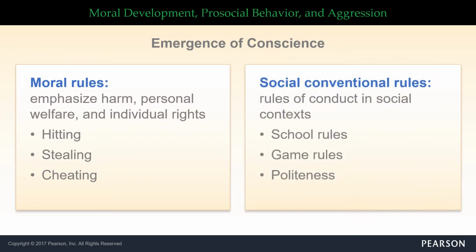So when it comes to the emergence of conscience, there are two types of rules that children begin to understand. Those are the moral rules, which emphasize that we don't want to harm other people, and we want to make sure that we stand up for ourselves but not harm other people in the process, and that we need to assert our own rights while respecting the rights of others.